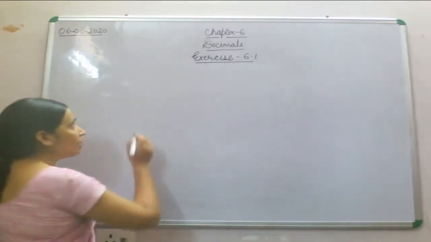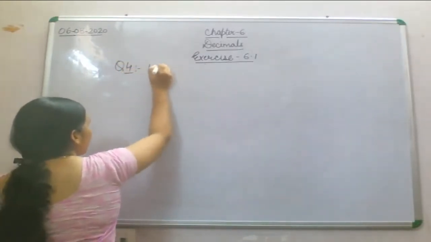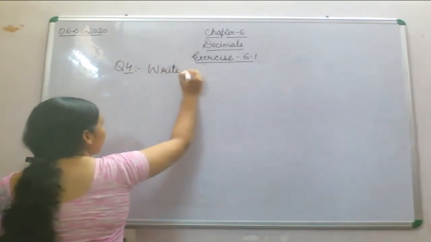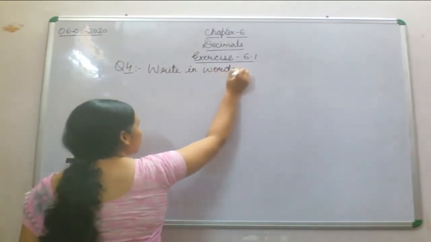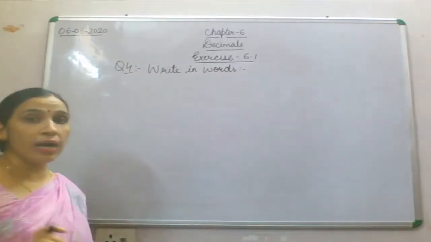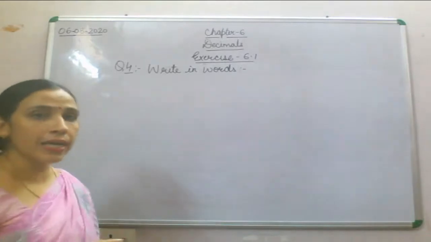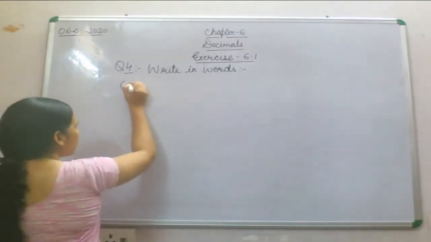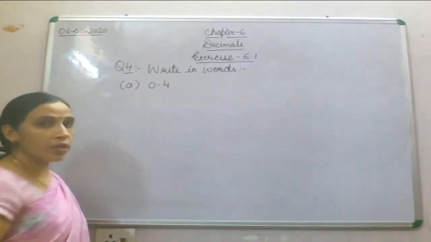Question 4, write in words. Now what is given in this question? You have been given a decimal number and you have to write that decimal number in words. So we will start with our A part. What is that A part? That is 0.4.